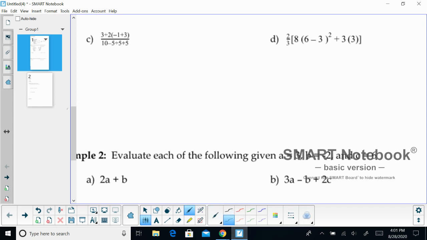My next two examples, starting with example C, are a little trickier, so let's look at those. Remember that if I have a fraction bar, it's just like if I had two sets of grouping symbols. So I'm going to handle the top part and then the bottom. So I've got my grouping symbols up on the top, which is the -1 plus 3. -1 plus 3 is 2. And I'm going to rewrite everything that's on the bottom.